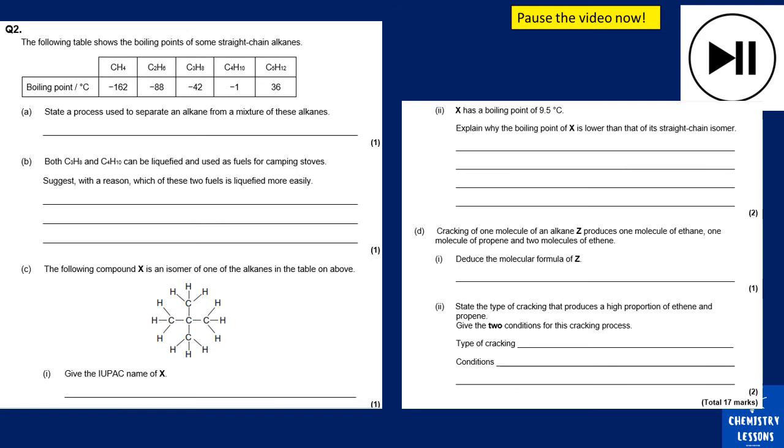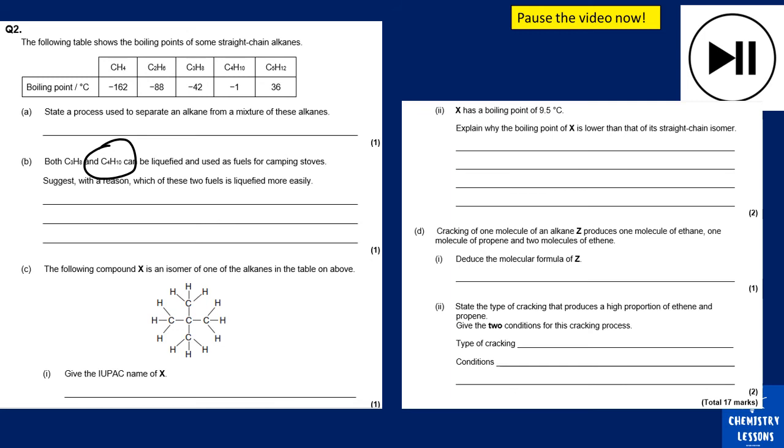B. C3H8 and C4H10 can be liquefied and used as fuels for camping stoves. Suggest, with a reason, which of these fuels is liquefied more easily. It's basically asking you which one has the highest boiling point, because you're going to cool them down. These are both gases, so which one's going to be easiest to turn into a liquid? I'm going to go with C4H10 because it has stronger van der Waals forces, or more van der Waals forces. So I'm picking C4H10.